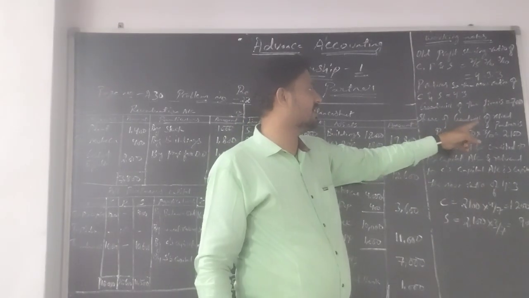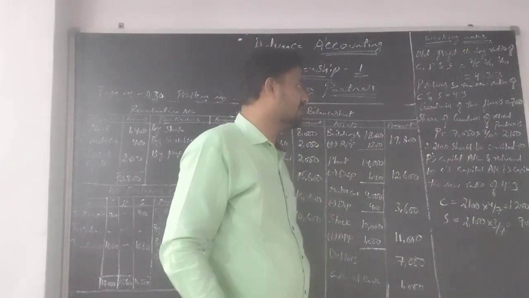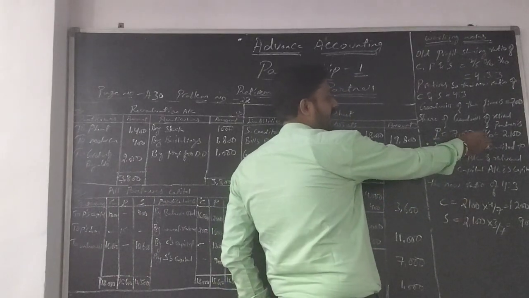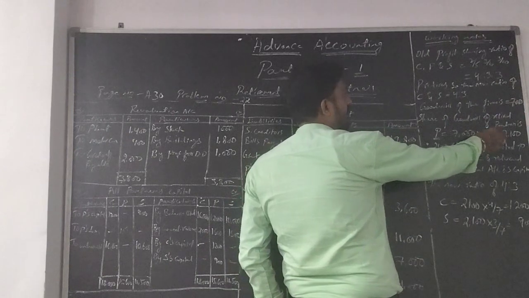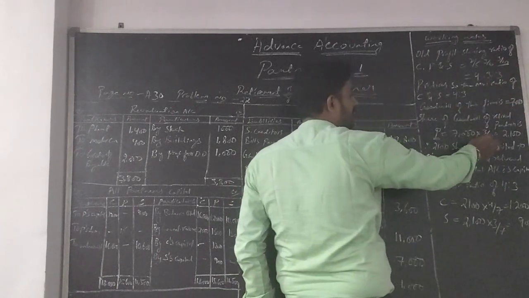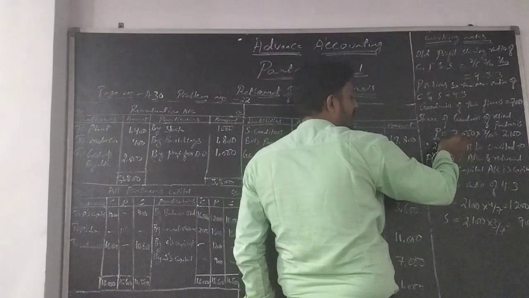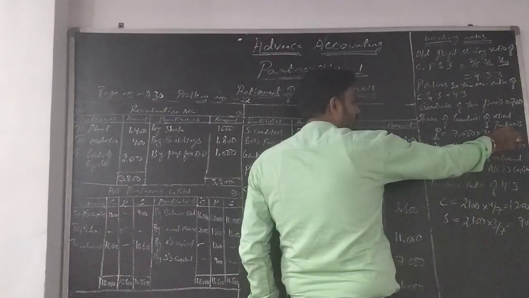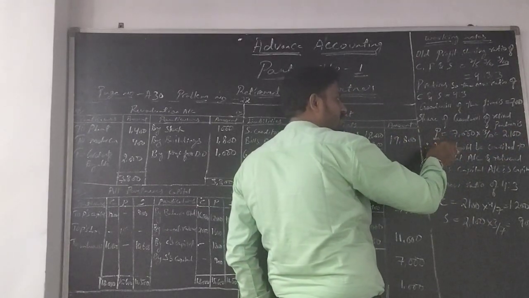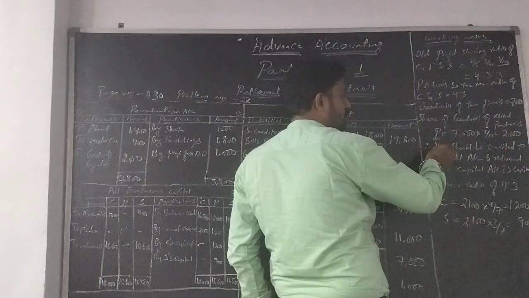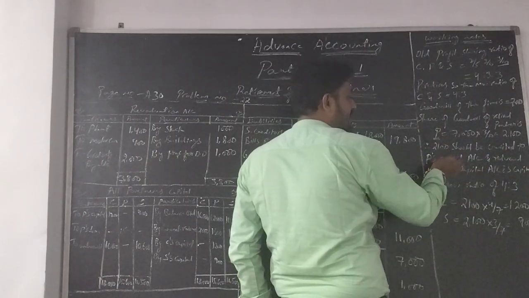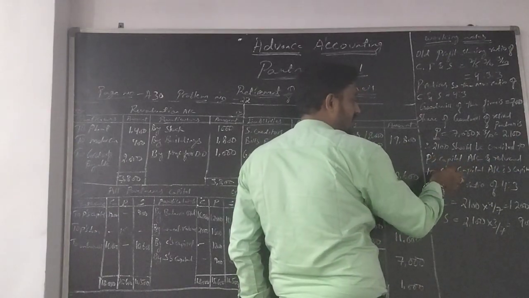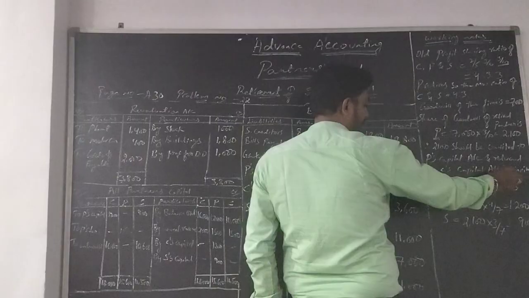Sharing of goodwill of the retired partner P: it is P's goodwill, so we take P's goodwill as 7,000 into 3 by 10. 3 by 10 is the old sharing ratio, as per which we calculate the share of P. P's share is 2,100. So this 2,100 is going to be distributed to the old partners. 2,100 should be credited to P's capital, and debited to C's capital and S's capital. P is retiring, so that is the reason they are going to distribute to C and S capital.